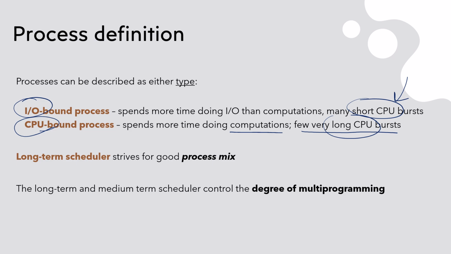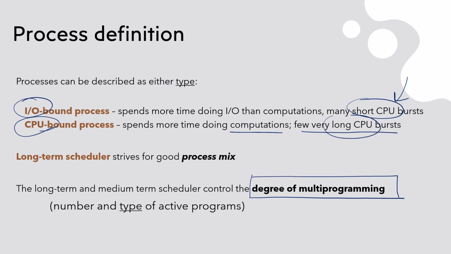We also have already talked about the degree of multi-programming. Multi-programming and multiprocessor are not the same thing. Multiprocessor just means more than one processor, more than one CPU. Multi-programming just means the number and the type of active programs in your system. So the degree of multi-programming is just a measure of how many processes or programs are active at any given time in your system and what type of processes they are, and this is all managed by your operating system.